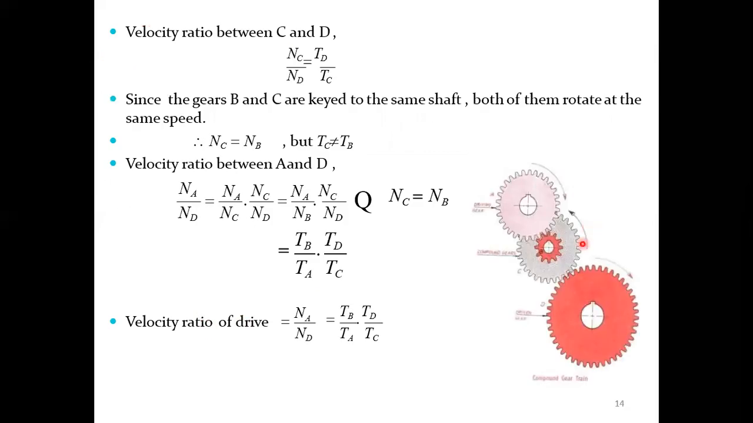Here also we have four gears, but A and D are fixed on different shafts, and B and C are fixed on the same shaft. This will affect the speed of the total system. This is an example of a compound gear train.